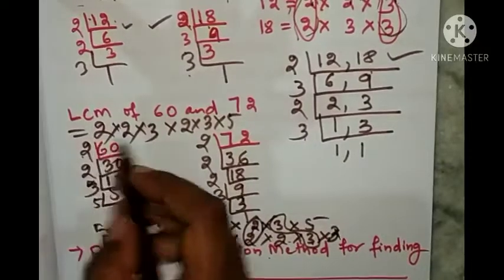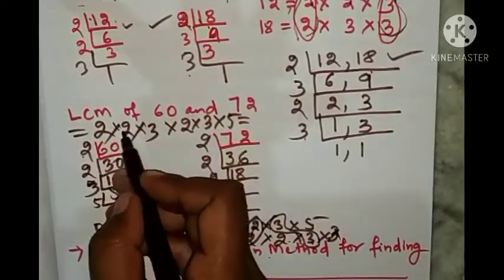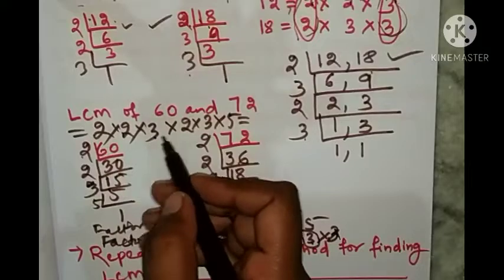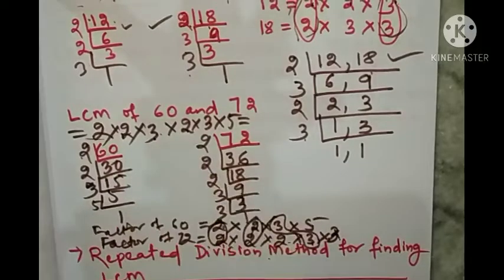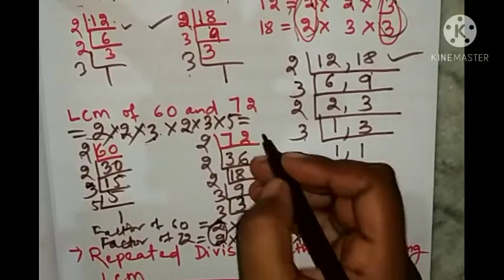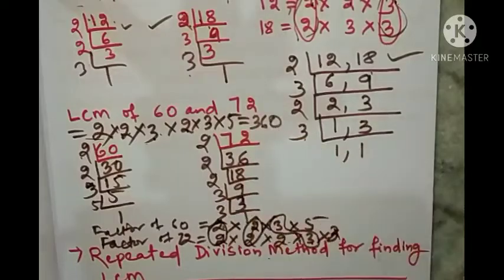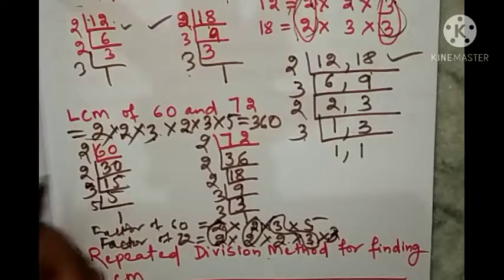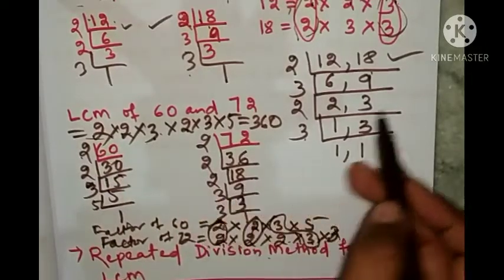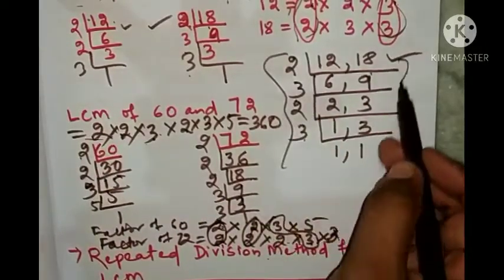Okay, so the factor is what? 2 2s are 4, 4 3s are 12, 12 2s are 24. So how much? It is 360. Okay, this one is the prime factorization method. We can find it like this also.